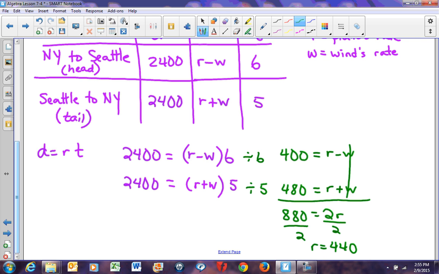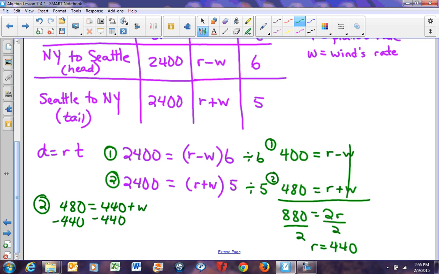Now to find my wind speed, I can substitute that into either one of these equations, this one, or the equivalent ones over here. I'm going to substitute it into equation 2. I have 480 equals 440 plus W. So I will subtract 440, and I get 40 equals W.